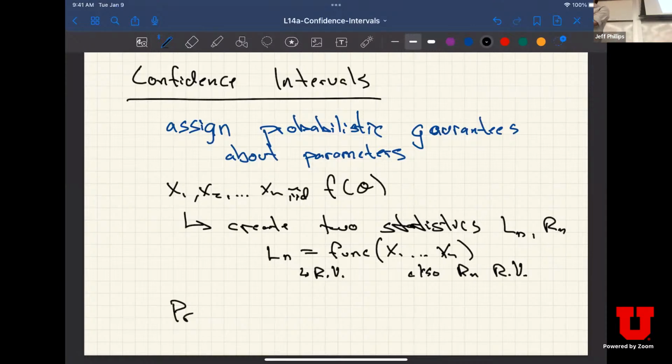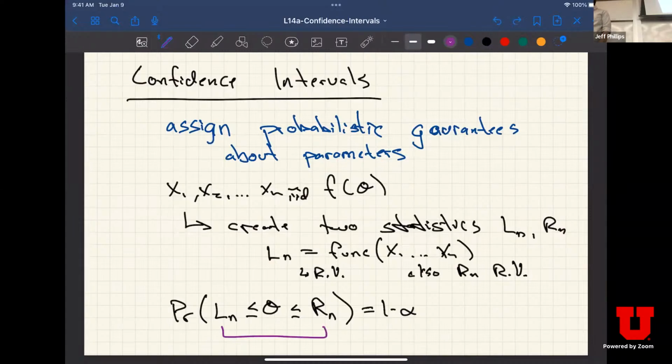We're going to say something like the probability that the true parameter is going to fall in between these two statistics is equal to 1 minus alpha. So that is called the 100 times 1 minus alpha percent confidence interval, that range between LN and RN.